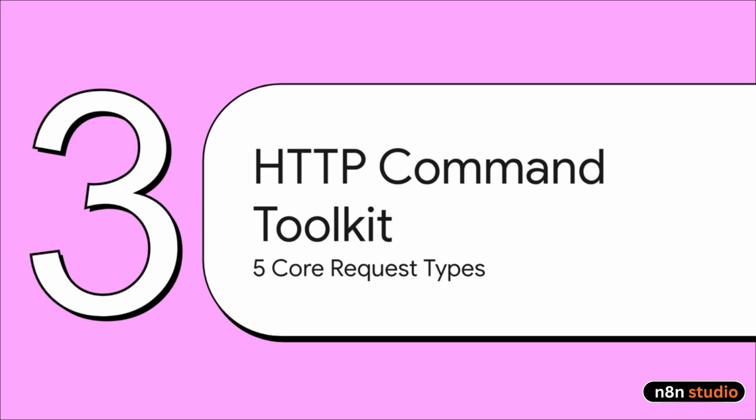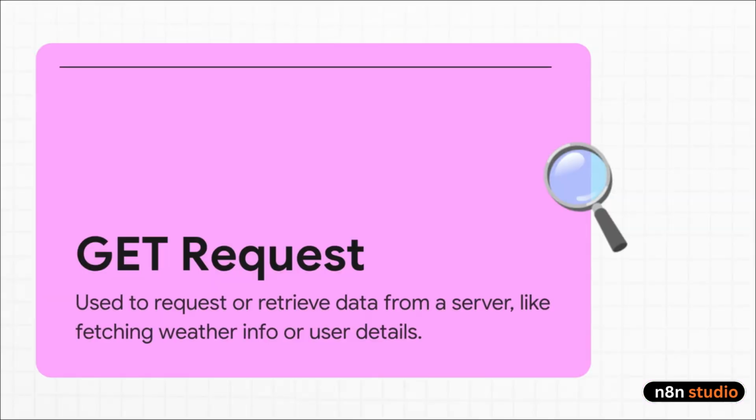Okay, so if we're sending out these requests, what can we actually say? What are the commands we can use? Let's break down the 5 core types of requests in your toolkit. Getting a handle on these is the real key to unlocking everything the HTTP node can do. First up, we've got the GET request. This is by far the most common one you'll use. You use it when you just want to get or ask for some information. Think of it as a read-only command.